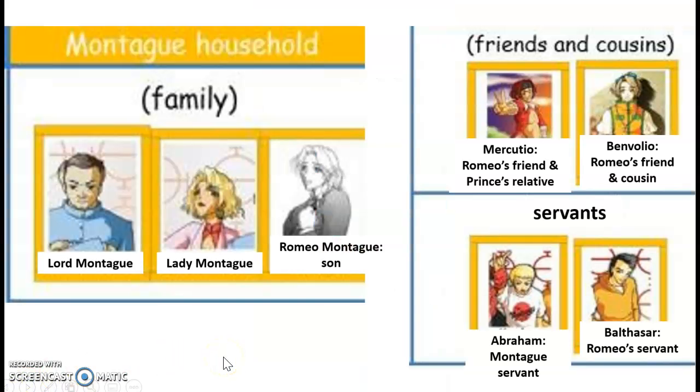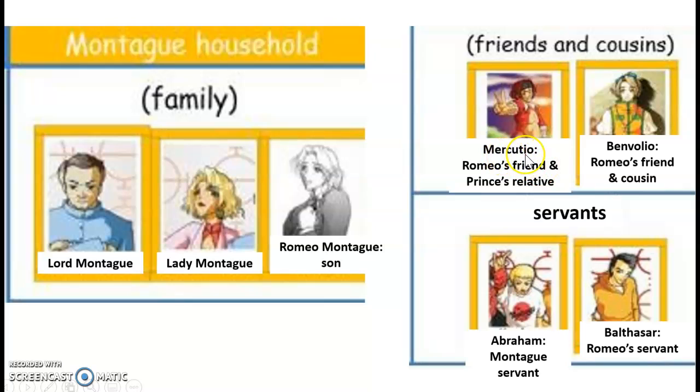On the right side of your sheet at the top, we have the Montague house. So we have the Capulets on the left and the Montagues on the right. Just like on the other side, we have Lord and Lady Montague. Those are Romeo Montague's parents. Romeo is one of our title characters. In the middle, you have Romeo's friends and cousins.